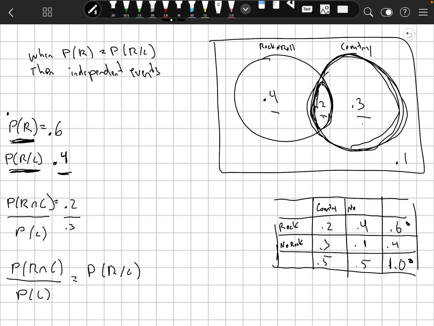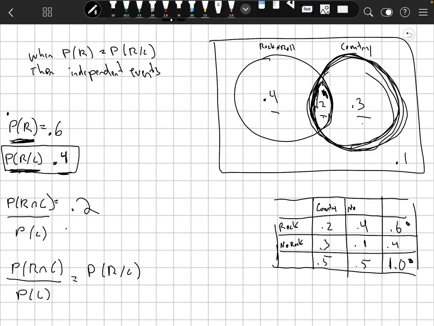Okay, so let's talk about how we got this here. Remember we said the whole thing on country, given that you like country, and then this piece right here out of, so 0.2 over 0.5. Let's label what we're doing there. So we've got probability of rock and roll and country, which is the 0.2 right there.